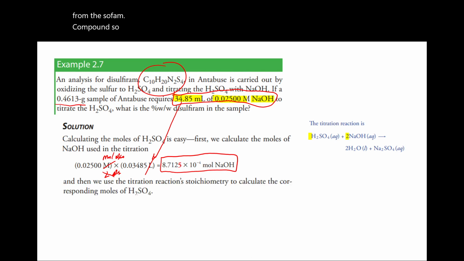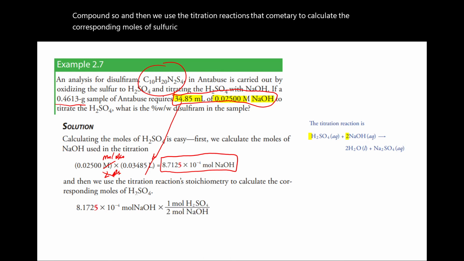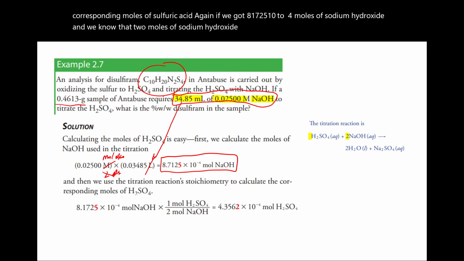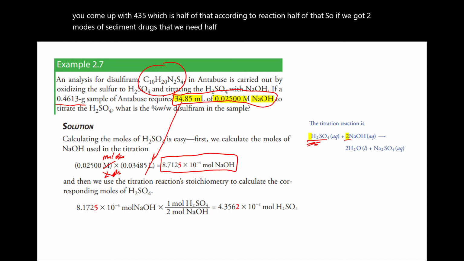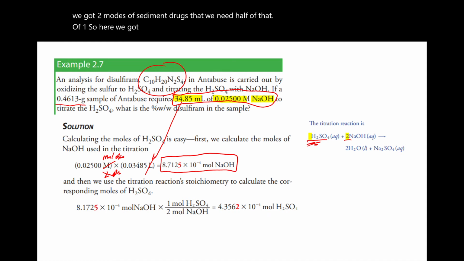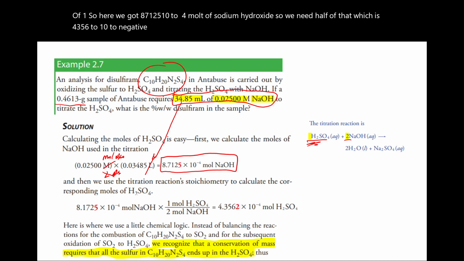And then we use the titration reaction stoichiometry to calculate the corresponding moles of sulfuric acid. Again, if we got 8.1725 × 10 to the negative 4 moles of sodium hydroxide, and we know that 2 moles of sodium hydroxide are required for 1 mole of sulfuric acid, so according to the reaction, we need half of that. So here we got 8.7125 × 10 to the negative 4 moles of sodium hydroxide. We need half of that, which is 4.3562 × 10 to the negative 4 moles of sulfuric acid.